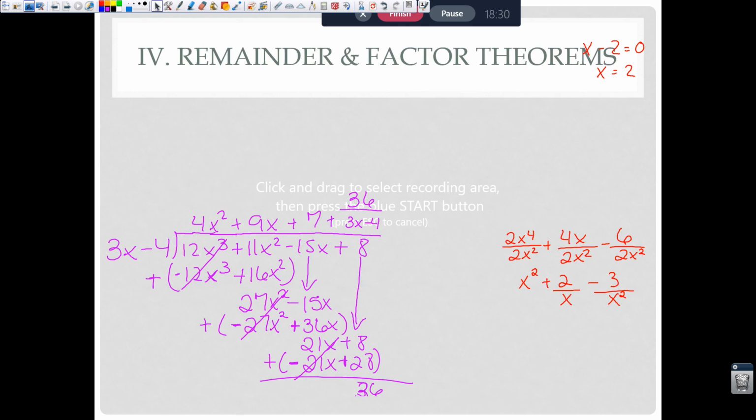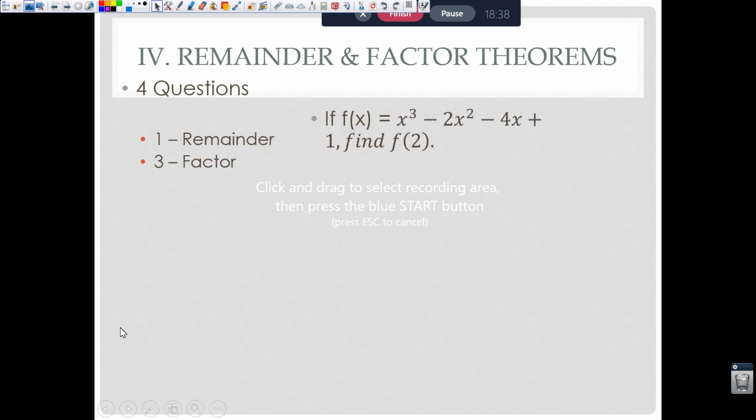Okay, so the remainder and factor theorems. So we're going to have 4 questions on this. 1 on the remainder theorem and 3 on factor. Okay, so it says f of x equals x to the third minus 2x squared minus 4x plus 1, find f of 2. So we're going to use synthetic division here.